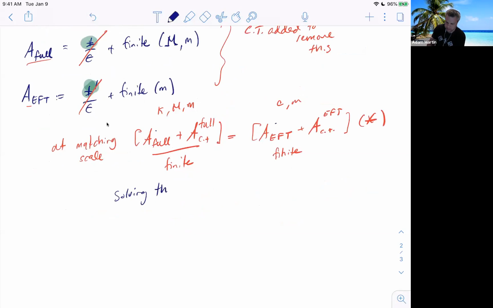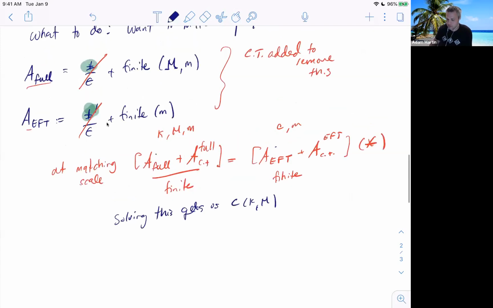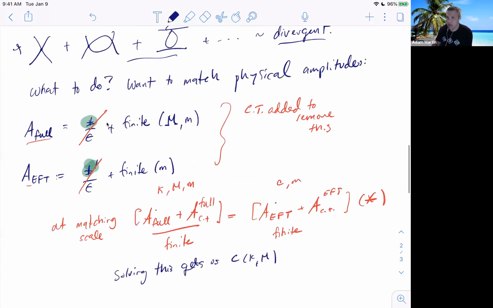Solving this gets us C as a function of the UV theory parameters. In practice, it's complicated to do. It would take pages and pages of dim reg stuff to do, but this is the idea. So yes, we can systematically improve. This is how we would do it.